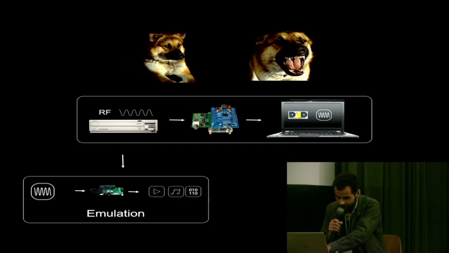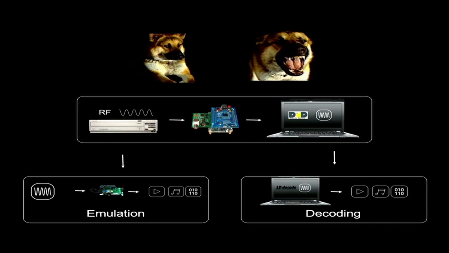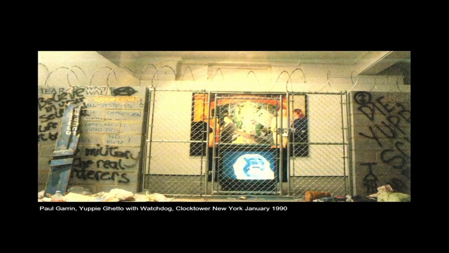A brief overview of what I will be talking about. An introduction to the method of RF digitization, what this method makes possible, emulating laserdiscs and laserdisc players, as well as decoding the signal into picture, audio, and data. To illustrate the method, I will present a case study in which the method of RF digitization is applied.